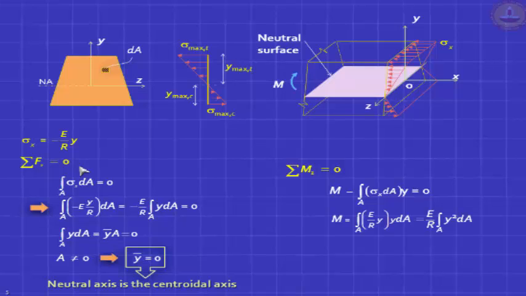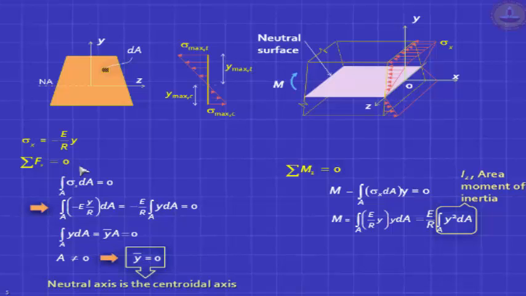So we could write it in this way. If you substitute for sigma x, you'll find there's a y squared term that comes out. So we are finding the moment is equal to E by R into integral y squared dA, and that is the definition for the area moment of inertia with respect to the z-axis. And so what do you learn from this equation?